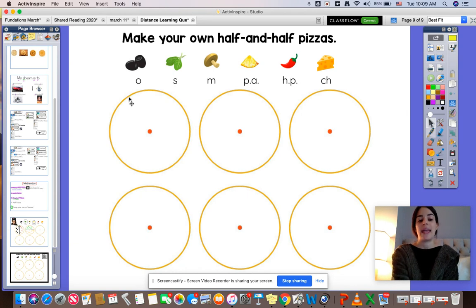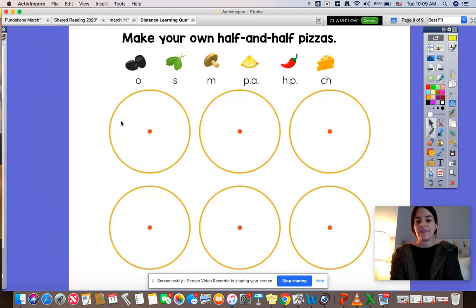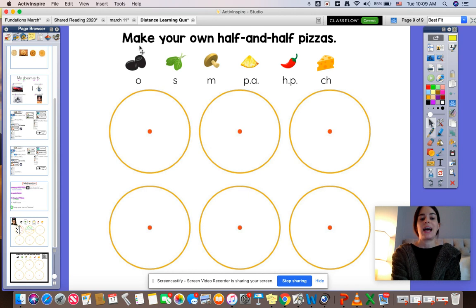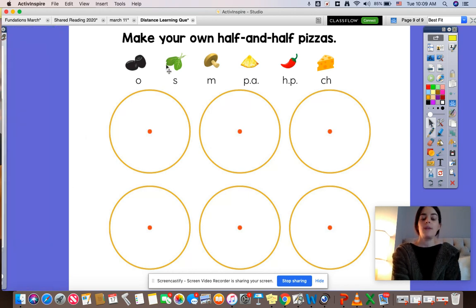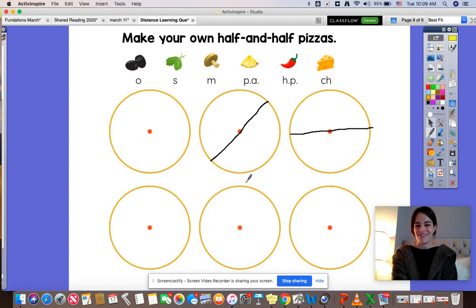I want you to make 6 half and half pizzas. I want you to draw, and I want you to label. I want all of the pizzas to be different, and I want you to try making different lines each time you make your halves. See if you can try to do different ways to make halves. Okay, I can't wait to see what you come up with. It's making me a little hungry.